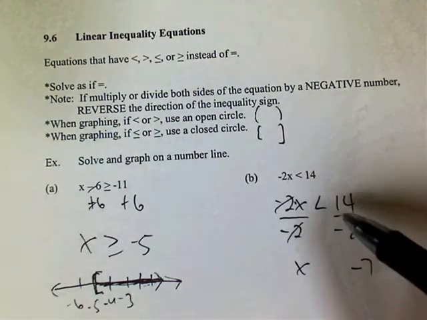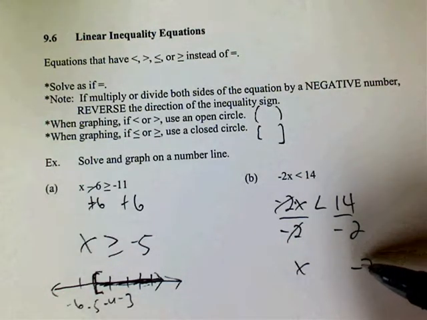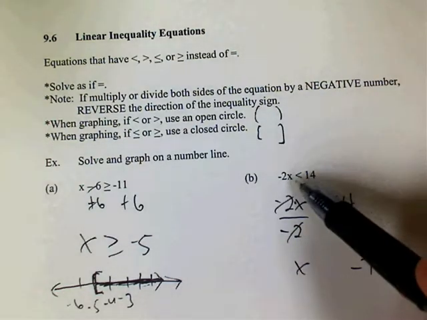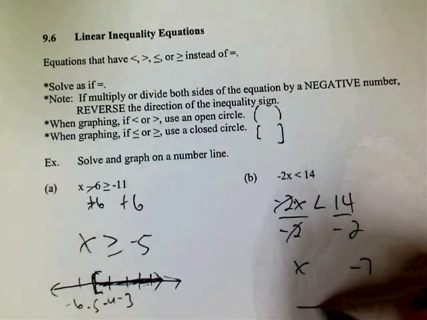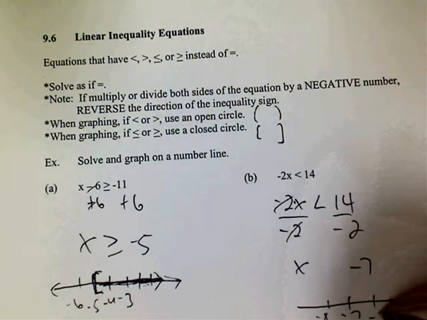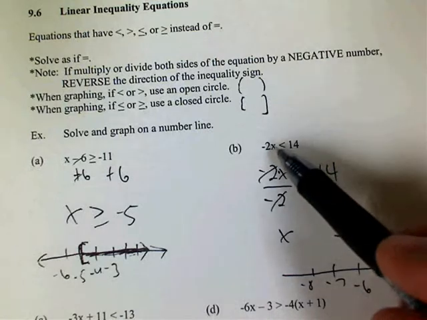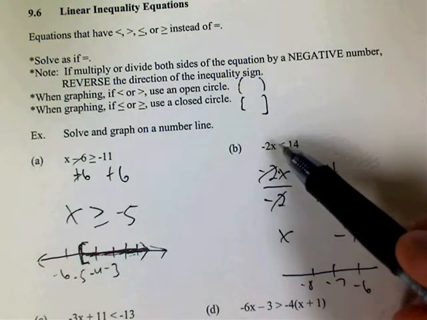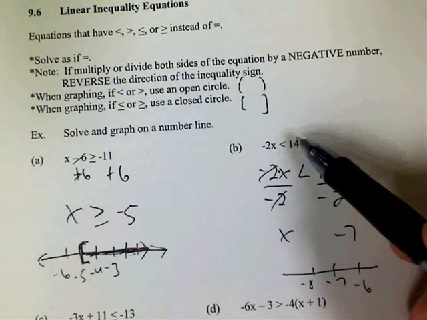Now if I leave the less than, that means that if I were to take any number less than negative 7 and substitute for x, it's going to check out. So let's take like negative 8. Let's just draw a number line. A number less than negative 7 is negative 8. If I substitute the negative 8 into the x, I'd be taking negative 2 times negative 8, which is a positive 16. Is 16 less than 14? No. 16 is greater than 14.